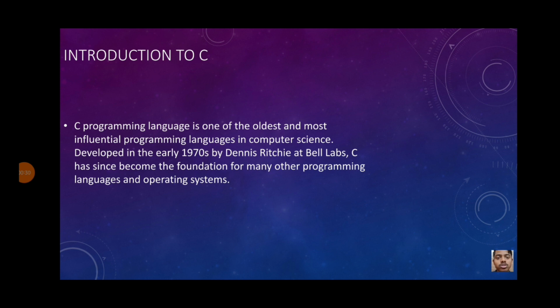First, Introduction to C. C programming language is one of the oldest and most influential programming languages in computer science. It was developed in the early 1970s by Dennis Ritchie at Bell Labs. C has since become the foundation for many other programming languages and operating systems.